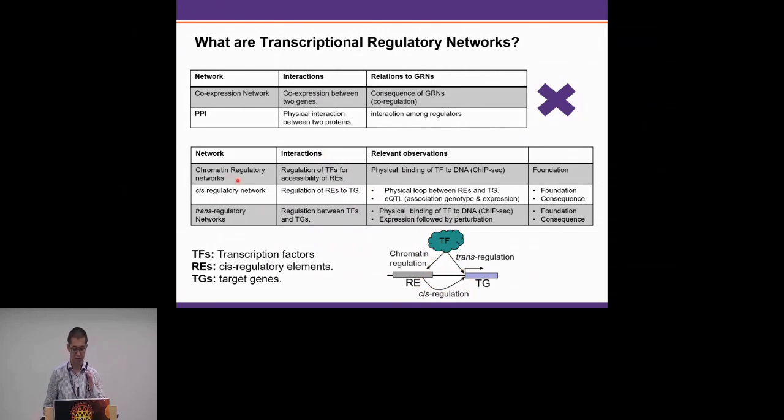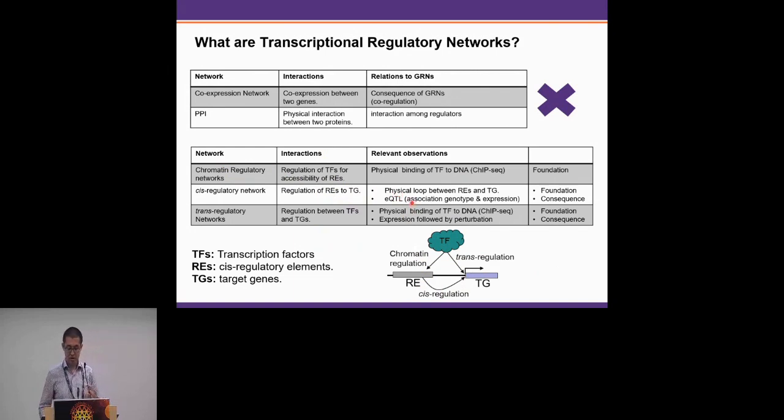So for example, in chromatin regulation, the transcription factor is controlling the accessibility of the REs. We don't have a direct observation of this event in cells, but we have a relevant one, which is the transcription factor ChIP-seq binding. This ChIP-seq data is a foundation of the regulation. That means binding is necessary for regulation, but it's not sufficient. And in cis regulation, we have RE to TG. We also have some relevant observations like the physical loop between enhancer and gene, like Hi-C data. This is also a foundation. It's necessary, but not sufficient.